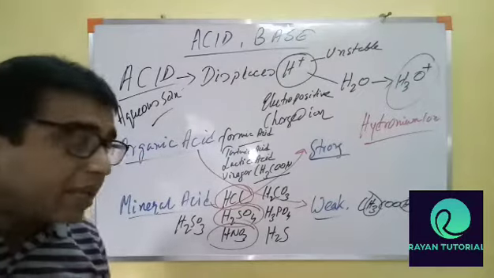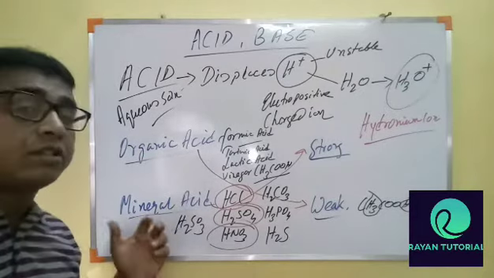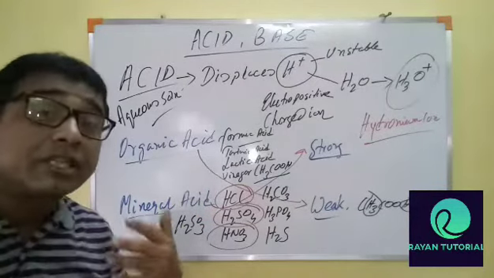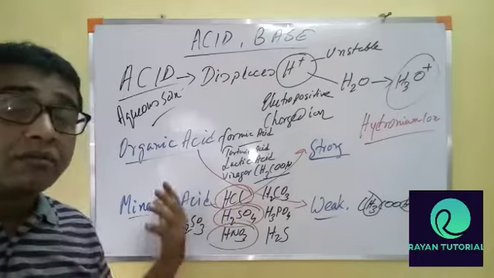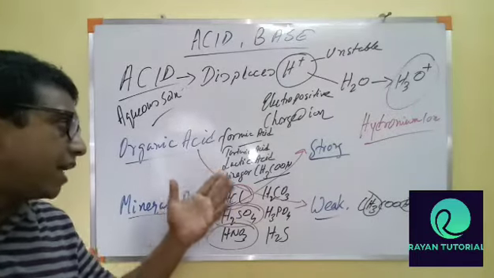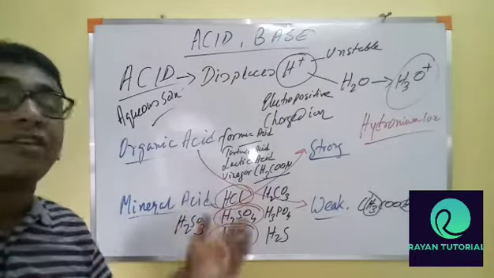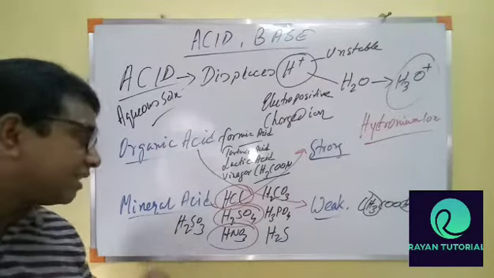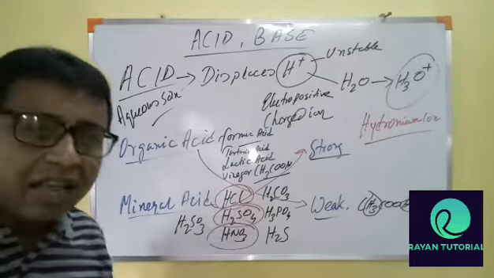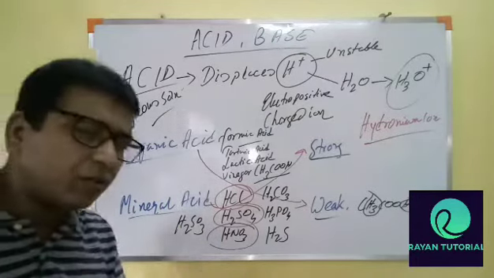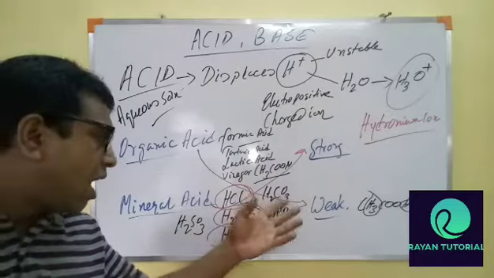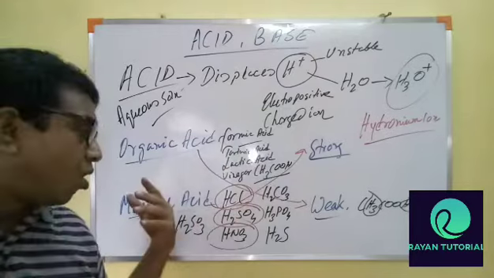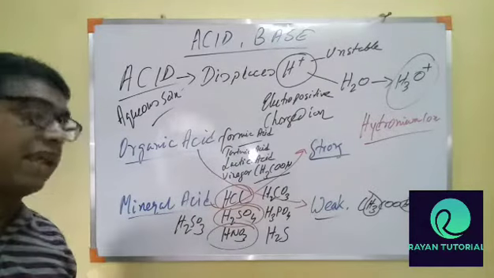Now what are the different types of acids? Organic acids and mineral acids. Organic acids we get from living organisms, and mineral acids we get from the earth, from minerals. Formic acid, tartaric acid, lactic acid, vinegar or acetic acid, these are all organic acids. And mineral acids: hydrochloric acid, sulfuric acid, nitric acid, sulfurous acid, hydrogen sulfide, carbonic acid, phosphoric acid. All these are mineral acids.